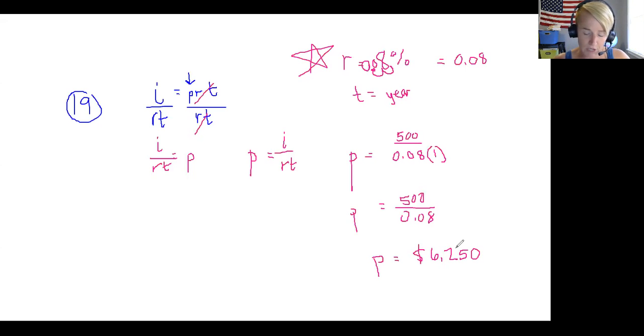And listen to me before I log off, 25 and 26 are going to require you to use the distance formula. So instead of using the simple interest formula, you'll use D equals RT. Okay, guys, I have faith that you can solve these problems. If you run into trouble, let me know. But I think it'll be smooth sailing.